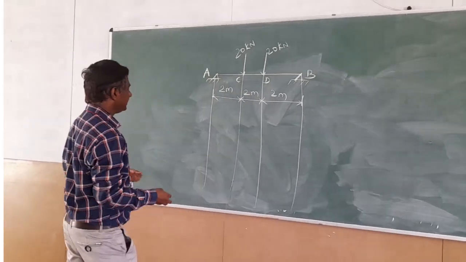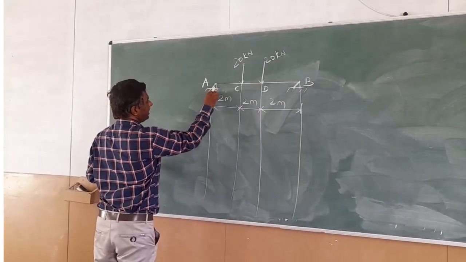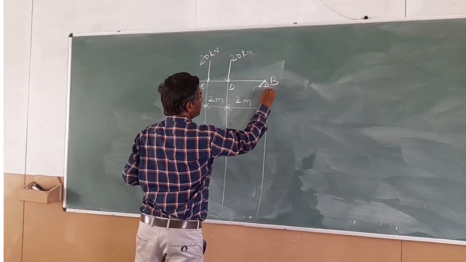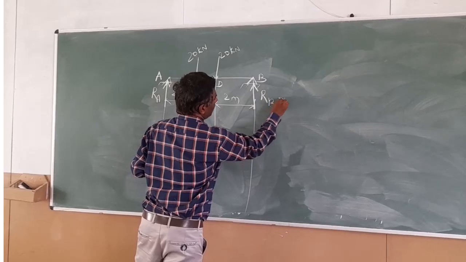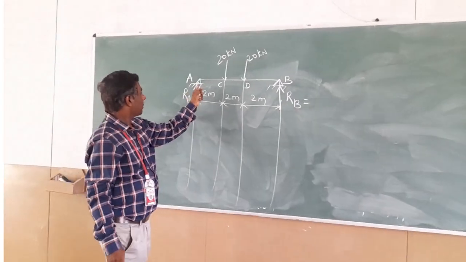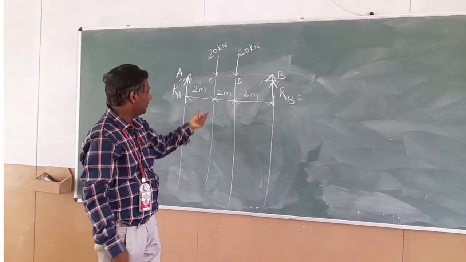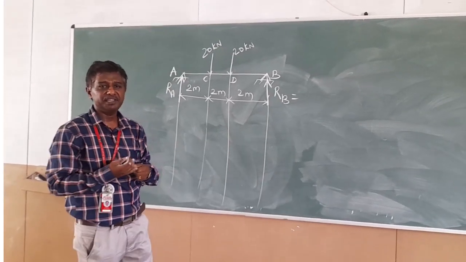Okay. As said, here is the simply supported beam. At point A, you have a support reaction RA. At point B, another support reaction, so I am having RB. And I have only two loads at point C and point D. For this, how will the shear force and the bending moment diagram be?